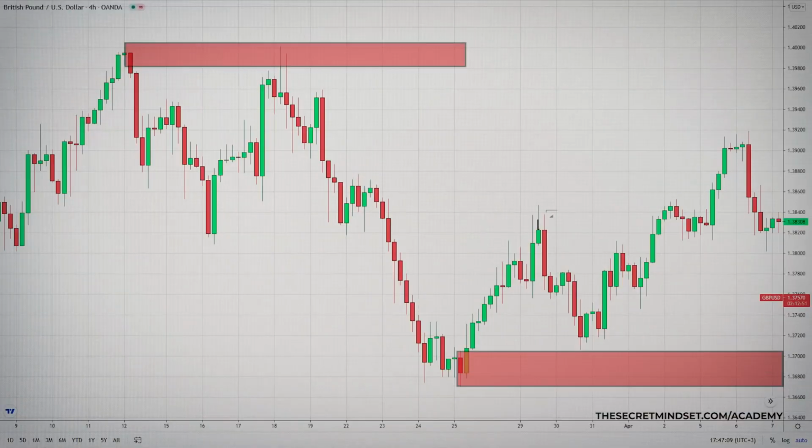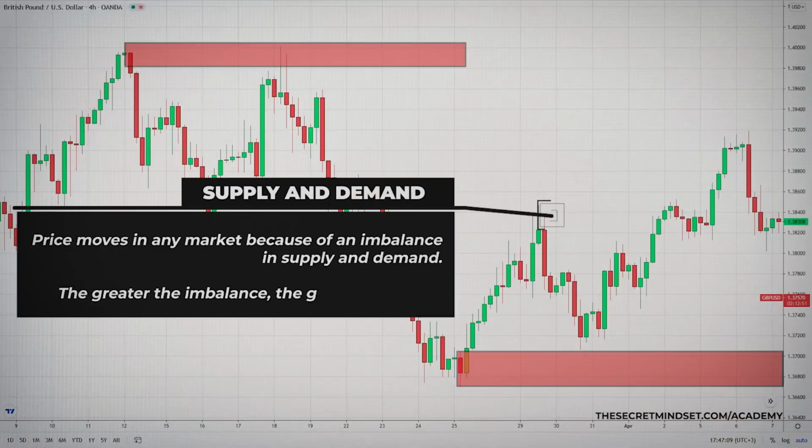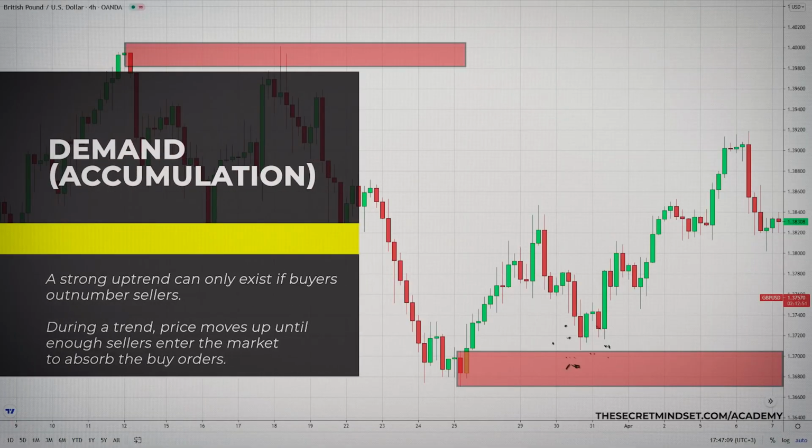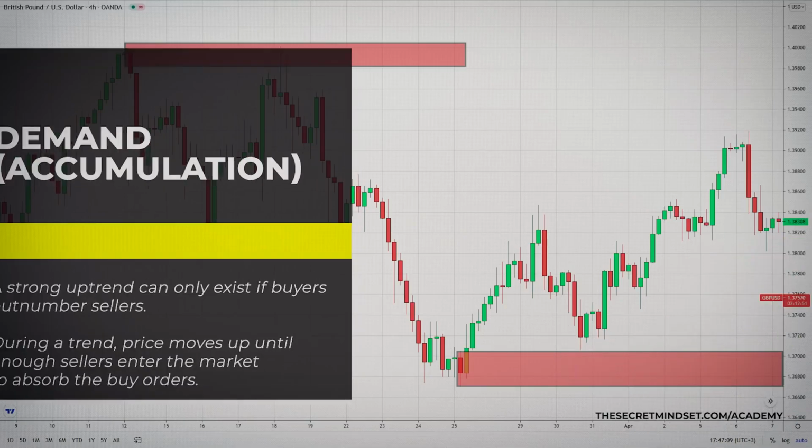The only reason why price moves in any market is because of an imbalance in supply and demand. The greater the imbalance, the greater the move. A strong uptrend can only exist if buyers outnumber sellers. During a trend, price moves up until enough sellers enter the market to absorb the buy orders. The origin of strong bullish trends is called an accumulation or a demand zone.